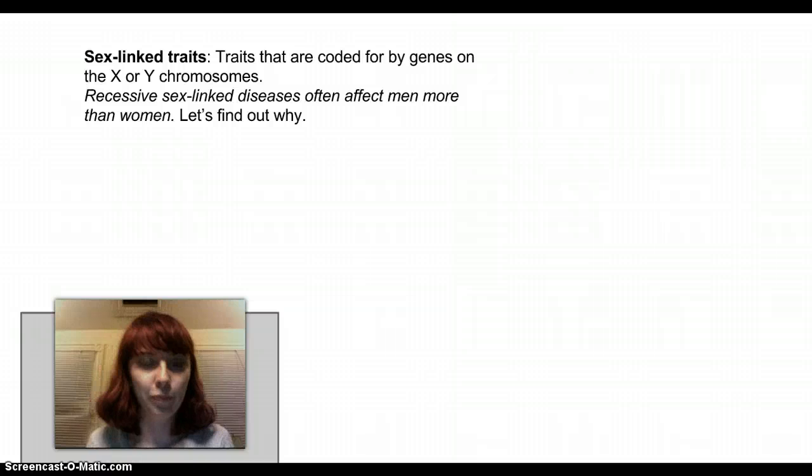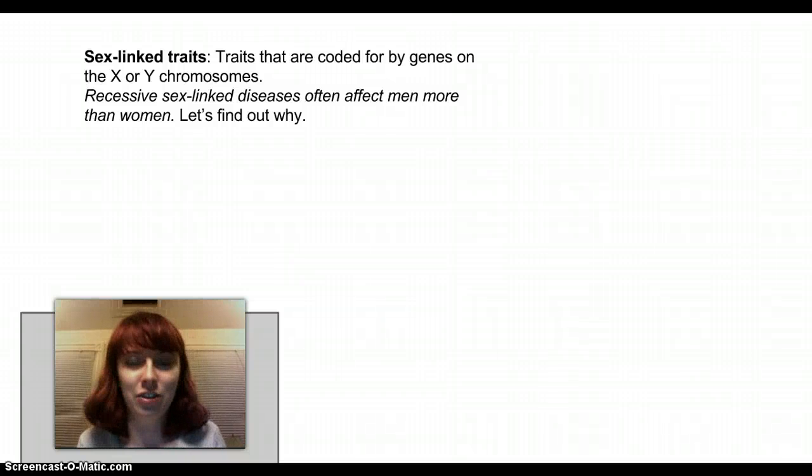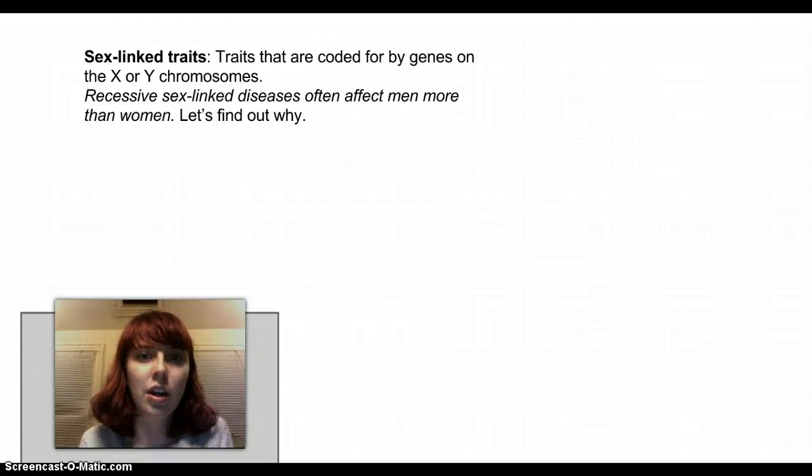Okay. So next up is sex-linked traits. It's exciting, sex, but most sex-linked traits actually have nothing to do with the sexual characteristics. These are usually traits that are coded for by genes on the X or Y chromosomes.